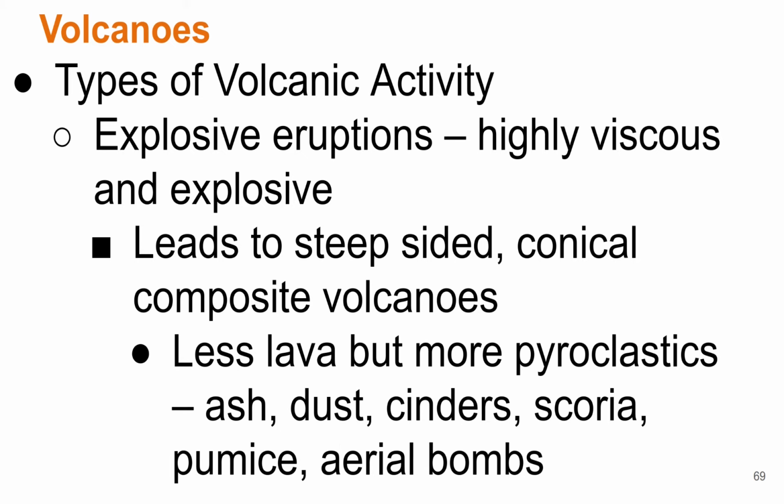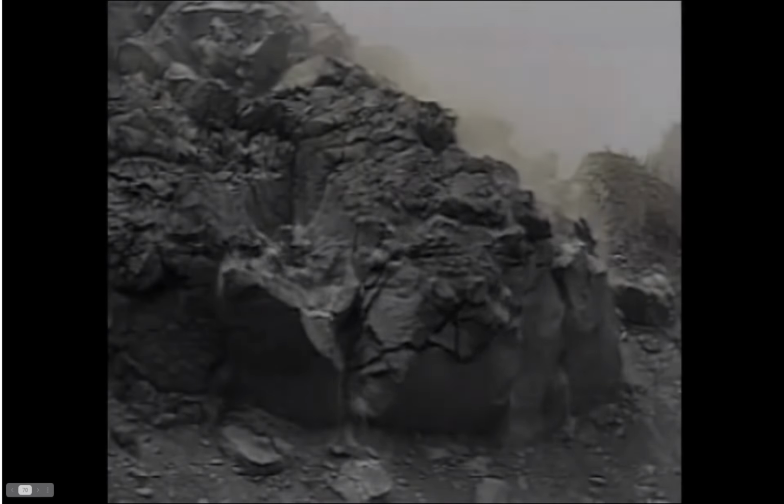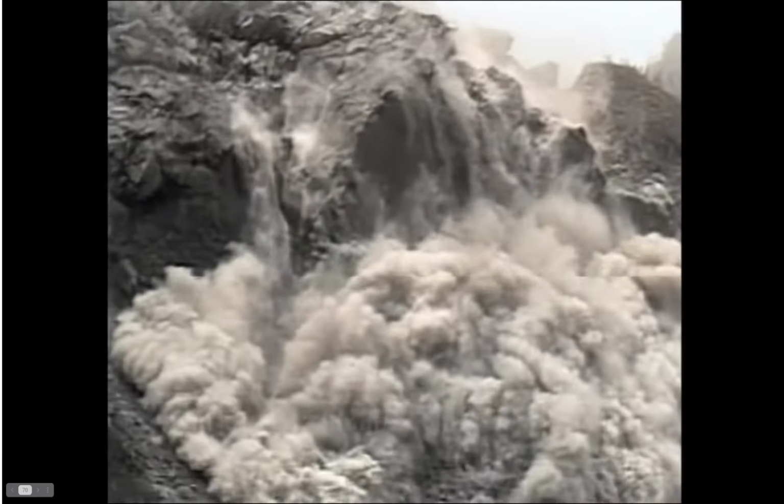Less lava, but more pyroclastic flow, pyro, fire, clastic, broken up fiery stuff. And this is a video of Maurice and Katia Kraft. Here he is saying if he dies in a volcanic explosion, that's okay because that's the way he lives. So this is Mount Unzen, Japan, an explosive eruption. They were in an area that everybody thought was safe.